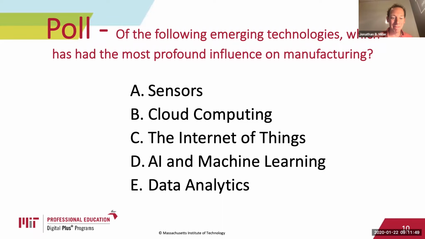And it looks like we have the results. Excellent. Okay, great. There we go. So we have sensors in at 21%, cloud computing at 8%, Internet of Things at 17%.